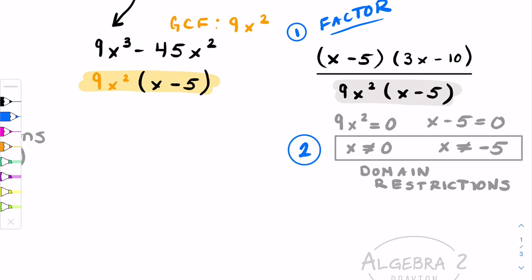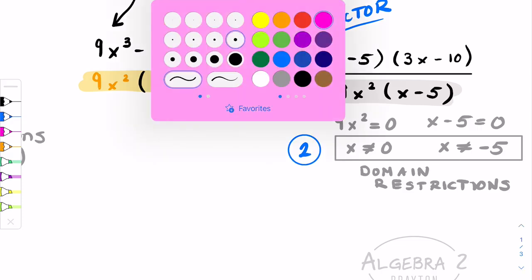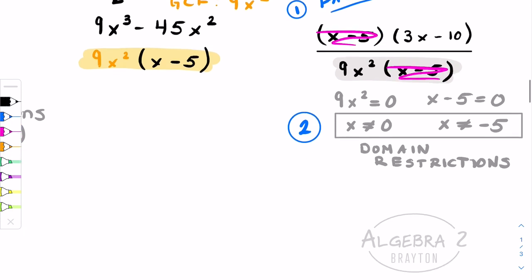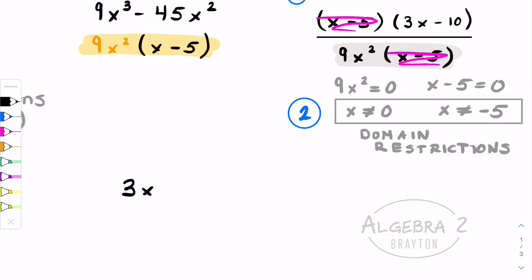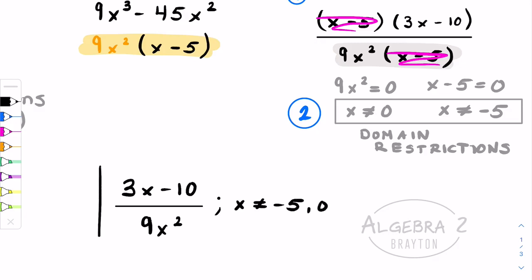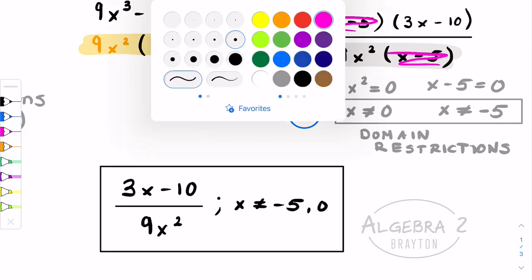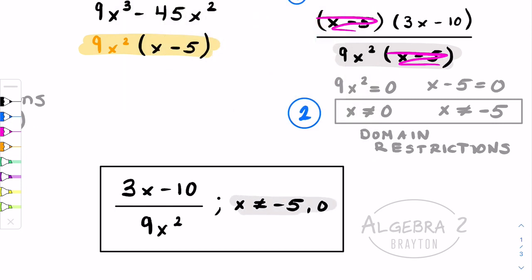For step 3, we need to identify if there's any common factors and we need to eliminate them. So the only common factor that we have is x minus 5. I can eliminate x minus 5 in both the numerator and the denominator. And that gives me my final answer as 3x minus 10 divided by 9x squared, with my restrictions that were found in step 2, which are x cannot equal negative 5 or 0. And when I list my restrictions, I always list the smallest number first. That's how I identify how this list is written. This entire piece is my final answer.